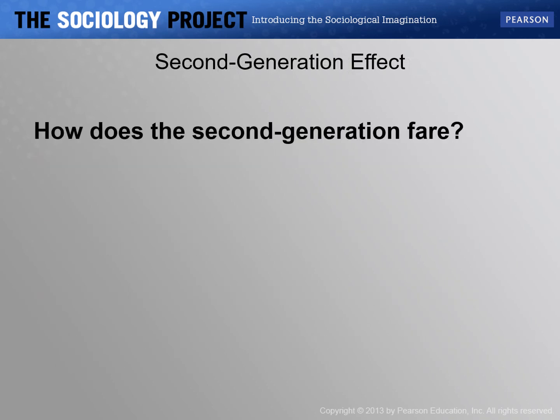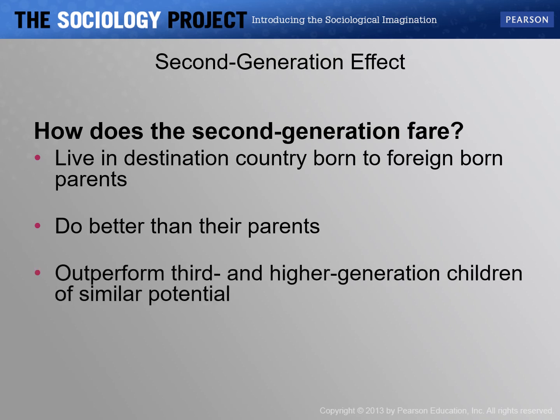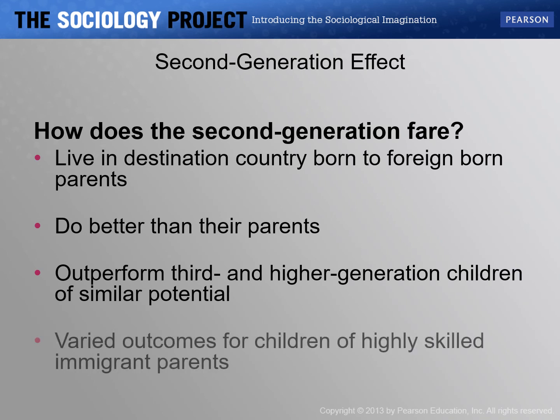There are second generation effects. How do second generation kids fare? They live in the destination country, born to foreign-born parents. They do better than their parents, basically, because they learn English. They assimilate more quickly. They outperform third and higher generation children of similar potential, partly because they are more motivated to assimilate. And there are varied outcomes for children of highly skilled immigrant parents. So all children don't do equally well. If your parents are highly skilled, it may in fact impair your performance.